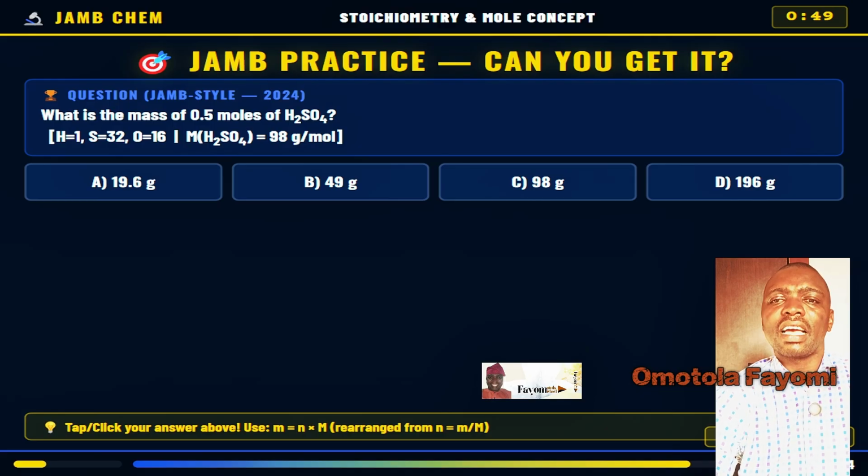Right now, the answer is B, 49 grams. And here is how we got the answer. We need mass, not moles. So we rearrange: mass equals n times M. Mass equals 0.5 times 98, which is 49 grams.